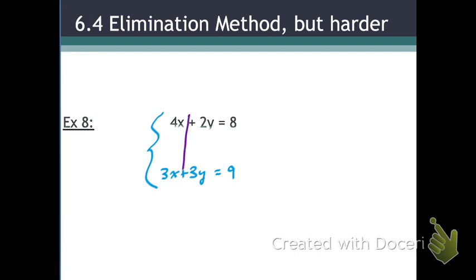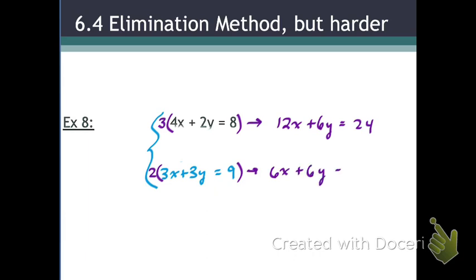So I'm going to go ahead and make the y's match, and I know 2 and 3 both go into 6. So I'm going to take this whole equation times 3. I'm going to take this whole equation times 2. So my new equations are 12x plus 6y equals 24, and 6x plus 6y equals 18.